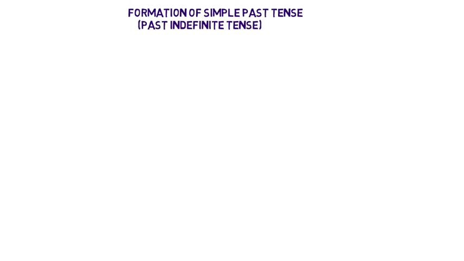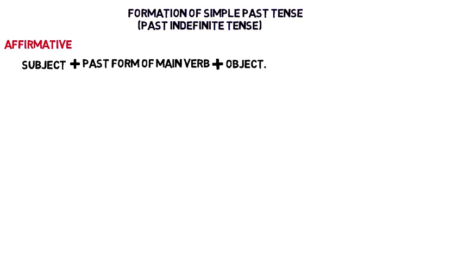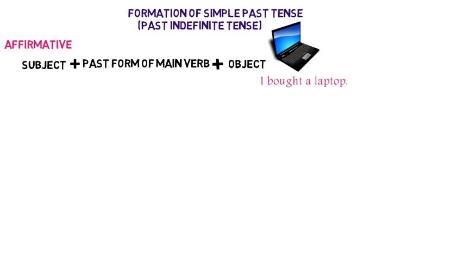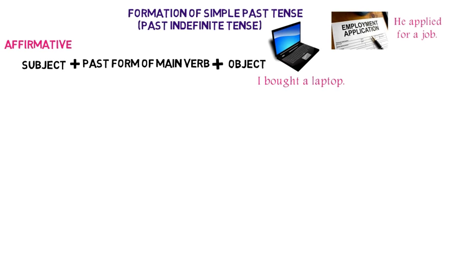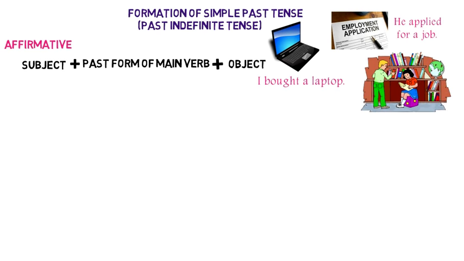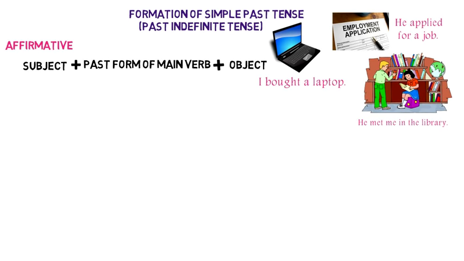Now, let's see the formation of simple past tense. For affirmative: subject plus past form of main verb plus object. For example, I bought a laptop. He applied for a job. He met me in the library, etc.